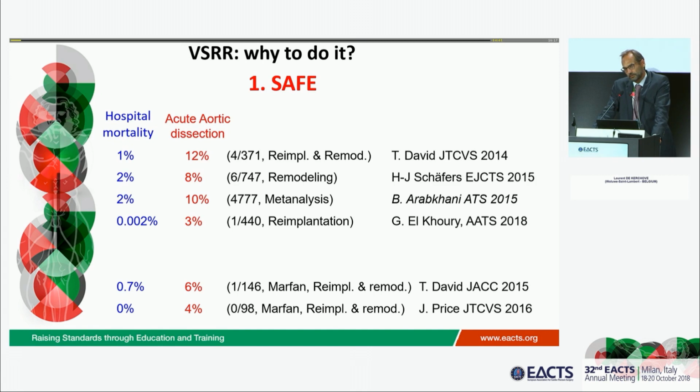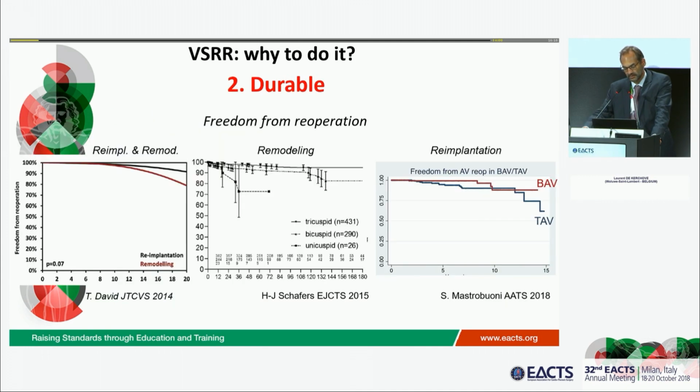First, before talking about a lot of awful complications that you of course want to avoid in your practice, let's say that valve sparing surgery is first a very safe operation, despite the fact that most of those publications include acute aortic dissection. The rate of hospital mortality is between 0 and 2%, depending on the rate of acute aortic dissection in the series.